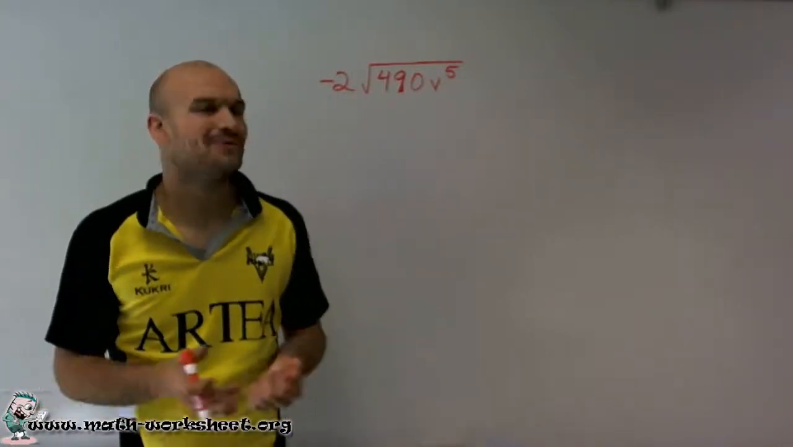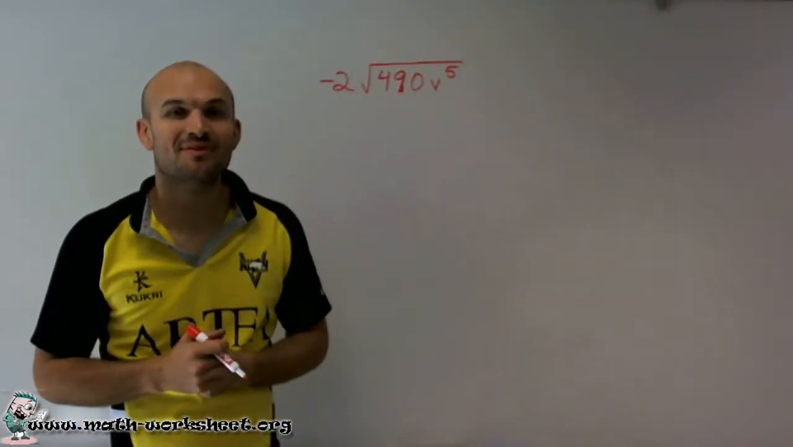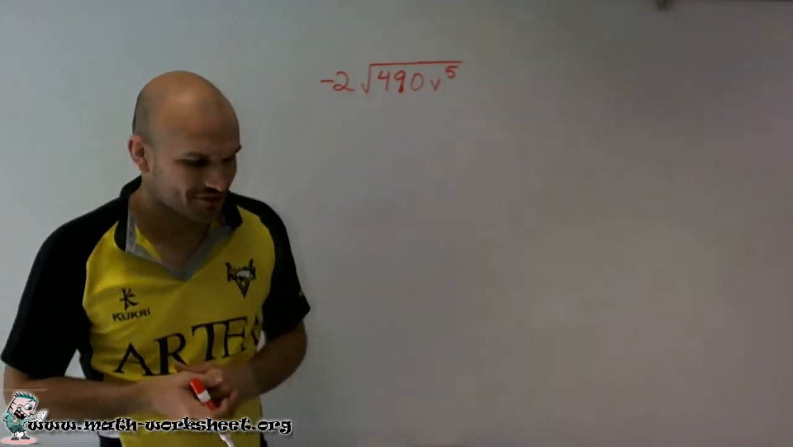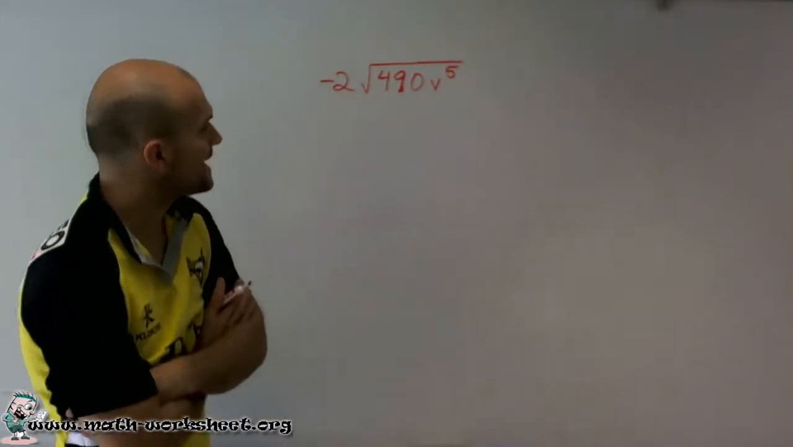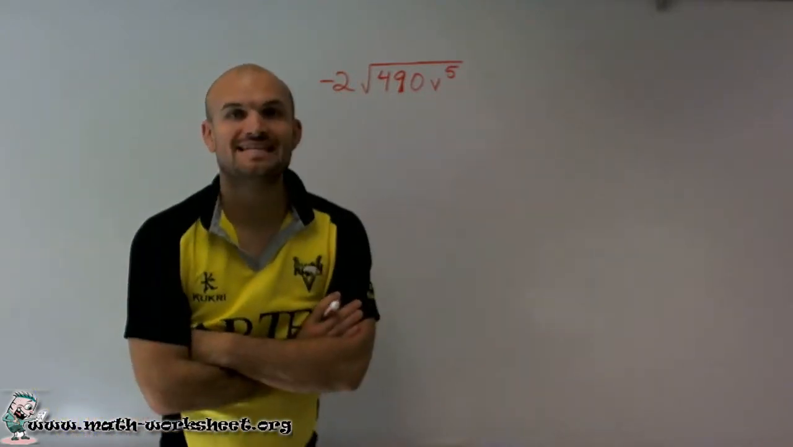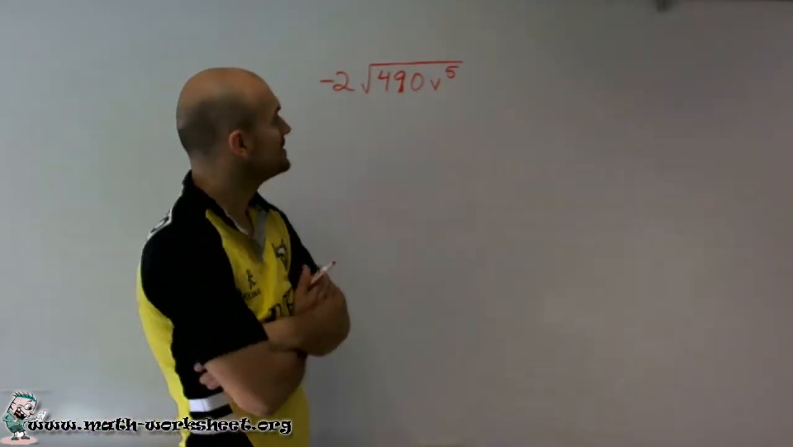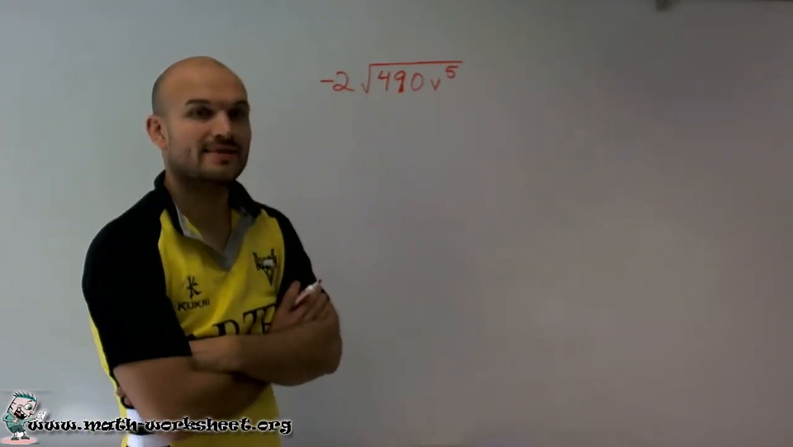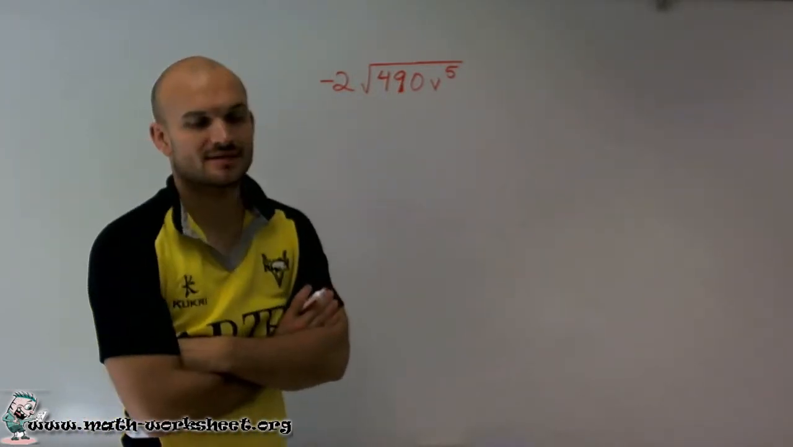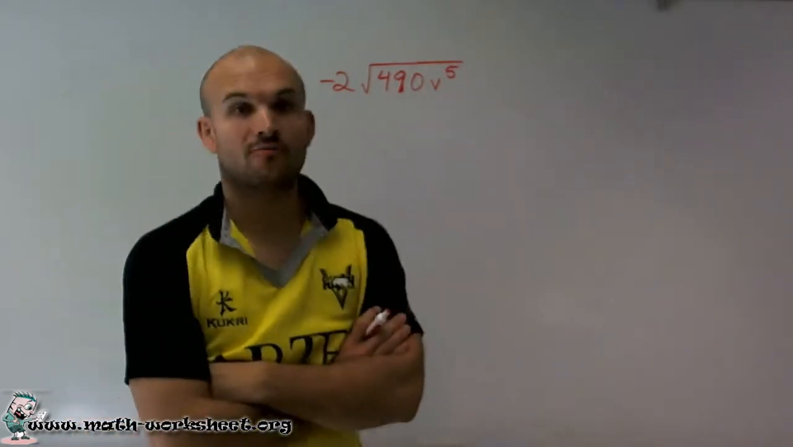Welcome. So what I want to do today is show you how to simplify this radical expression here. So I have negative 2 times the square root of 490 times v to the 5th. So the way that I'm going to solve this problem is take a look at it by factoring it.